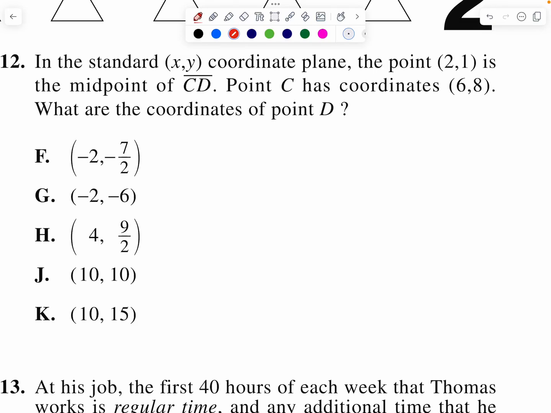All right, question number 12. In the standard xy coordinate plane, the point (2, 1) is the midpoint of CD. Point C has coordinates (6, 8). What are the coordinates of D?